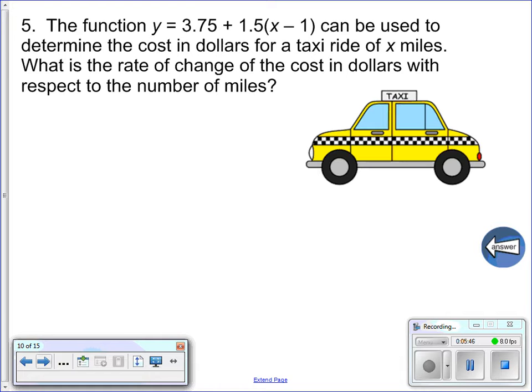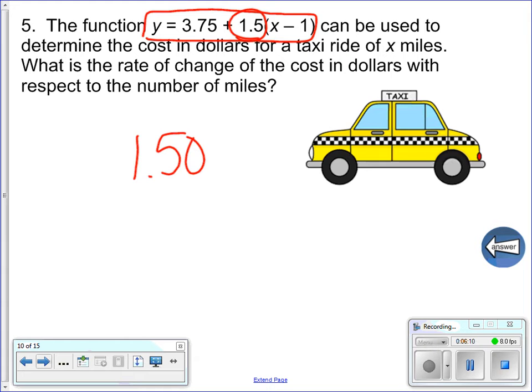The function y equals 3.75 plus 0.15 times the quantity x minus 1 we can use to determine the cost in dollars for a taxi ride. What is the rate of change of the cost in dollars with respect to the number of miles? Well, this equation here is written in point-slope form, and here's your point. So, there's your slope. So your slope is $0.15 per mile.